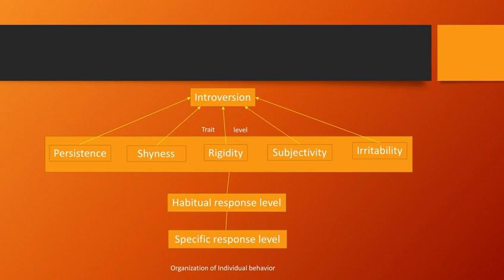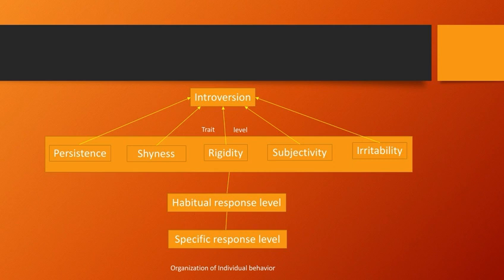At the lowest level is the specific response level. They grow out of particular responses to any single act. For example, blushing is a specific response. At the second level is the habitual response level, which is similar to the specific response level. For example, inability to make friends, hesitance in talking to a stranger, being unsocial. So these are some of the examples of behavior which lead to the habitual response level.